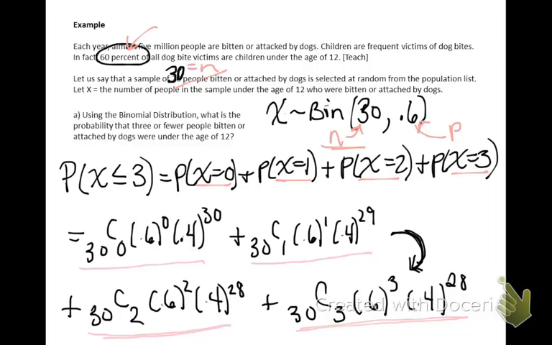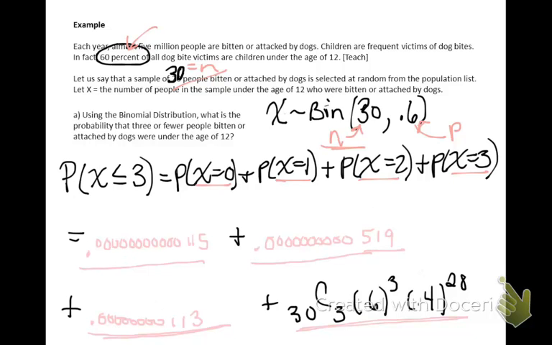I'm going to type these values into my calculator and replace them by their decimal equivalents. I realized on this last one I actually accidentally wrote down 28. This should have been 27. 30 minus 3 is 27, not 28. So when you type this in, what you'll get back is this value.